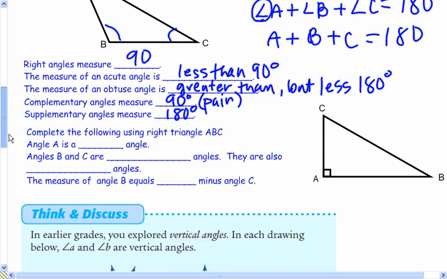Go ahead and pause the video now and see if you can complete the following using the right triangle. Notice this symbol right here. That is the symbol for a right angle. If you pause now and then resume, you can catch these answers after you've filled in the blanks. Angle A is a right angle. Angles B and C are acute angles. They are also complementary angles.